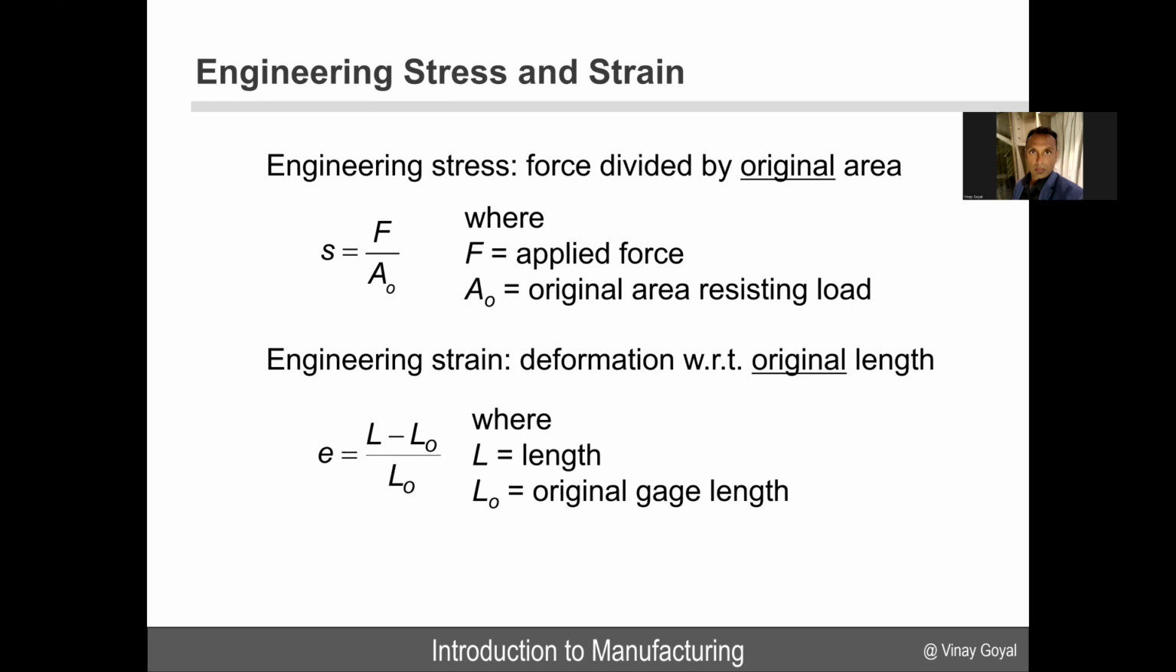Engineering stress is force divided by original area, and here you can see the engineering stress denoted as small s and equals F divided by A, where this A that I'm using here is the original area resisting the load. Engineering strain, on the other hand, is the deformation relative to the original length. So what I'm doing is trying to figure out the change in length, the final length minus the initial length, normalized against the initial length. And that's going to give me an engineering strain.